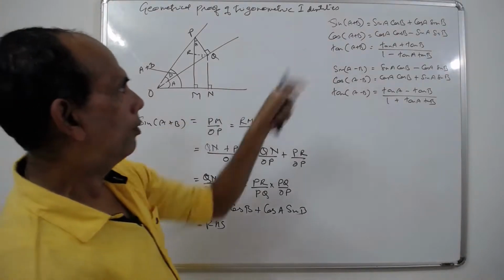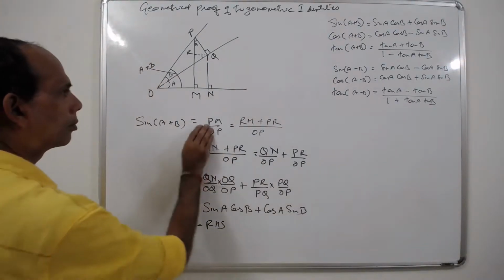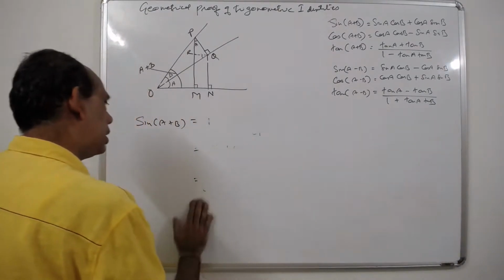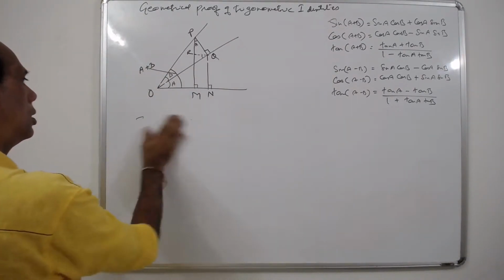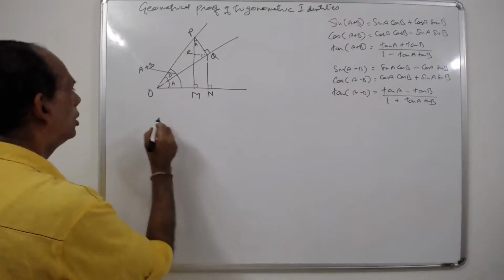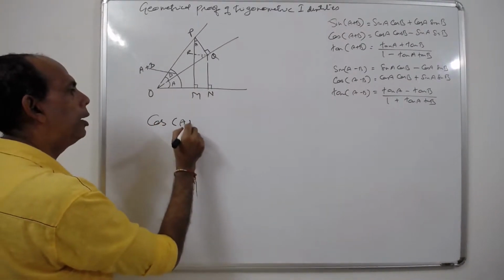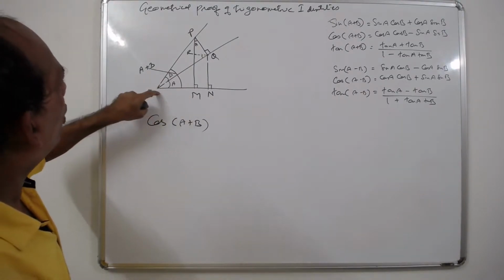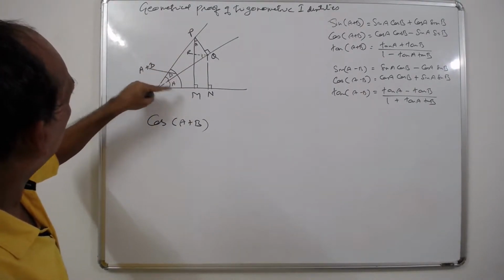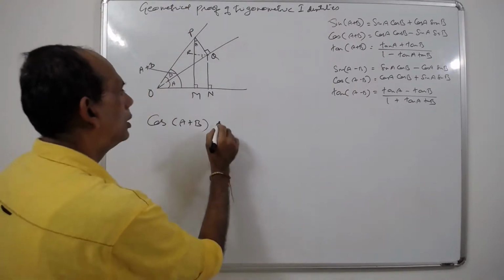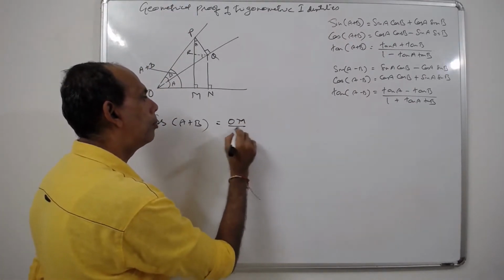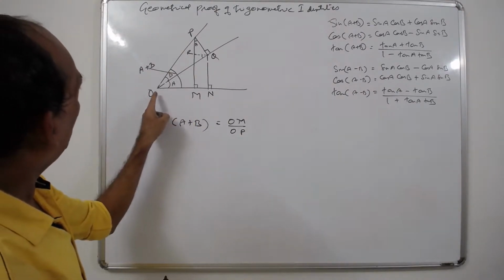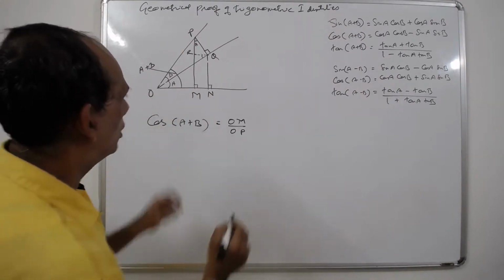Let's go for the second one, cos of A plus B. The method is the same, just there is a slight change. Say cos A plus B. What is A plus B, the bigger one? So OM upon OP. Cos of A plus B is OM upon OP. Now we have OM is nothing but ON minus MN.